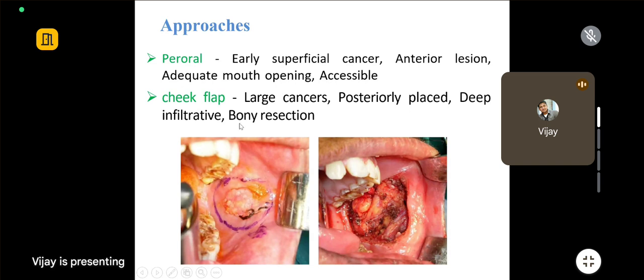The lower cheek flap can be used for large cancers, posteriorly placed or deep infiltrative bony lesions, or when bony resection is required. For tumors which are posteriorly placed, even if the tumor is small, we should go for a lower cheek flap or extraoral incision approach, because we should not try a per oral approach. The third dimension, the base, is the margin which most of the time is difficult to remove and it can come close.